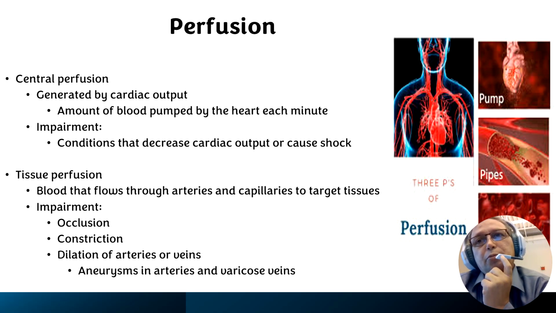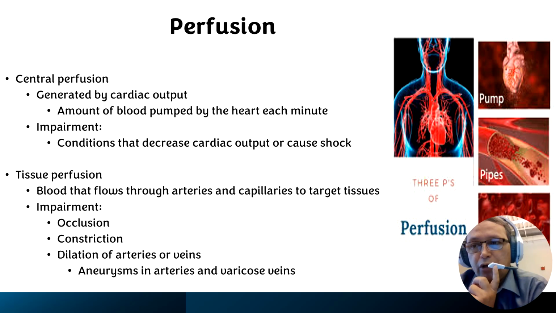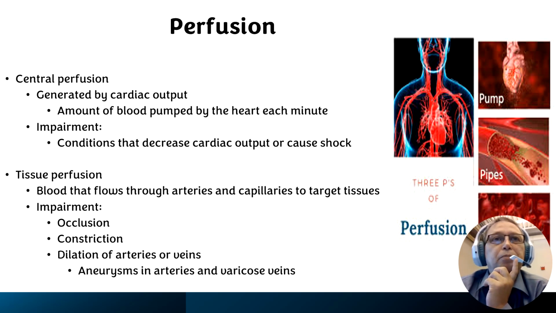You've heard me talk about perfusion before. Perfusion relates to the blood flow. Central perfusion is related to cardiac output, whereas tissue perfusion is related to the arterial and capillary flow. When we're talking about perfusion impairment, we're talking about blockages, occlusion, constriction, narrowing of the vessels, or dilation of the blood vessels, reducing the pressure of the blood so the blood doesn't actually go anywhere.